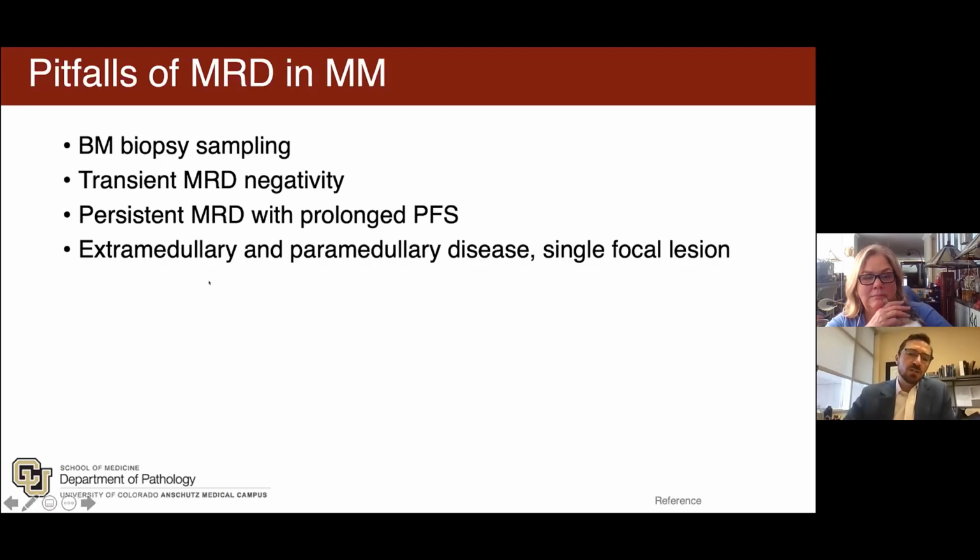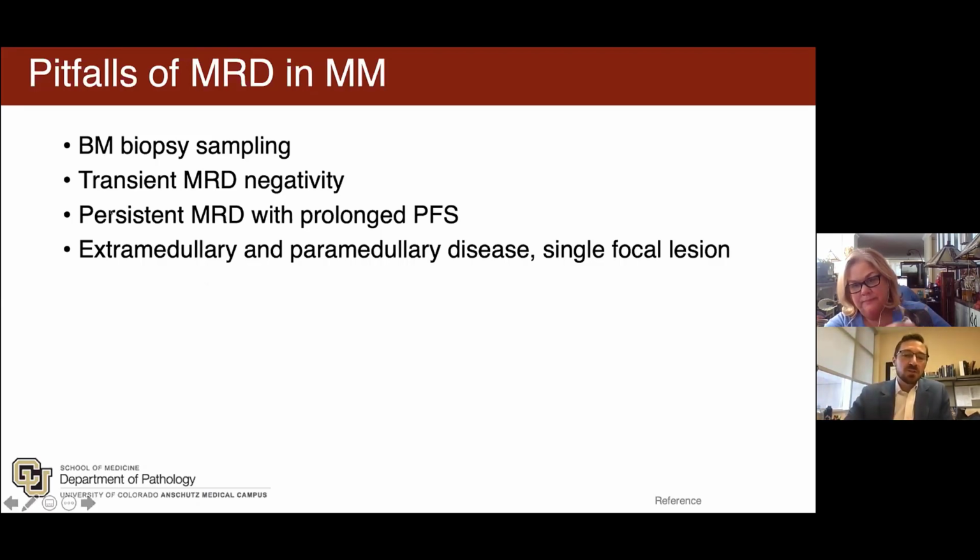There are also other issues, where MRD negativity, being able to detect minimal residual disease, may actually change from day to day. This is similar to, let's say you had a very low viral load COVID infection, right? You get tested in the morning, you're positive, afternoon, you're negative, night, you're positive again, right? So when you get down to a level where the signal is near the assay cutoff, you can have a transient positivity or negativity.